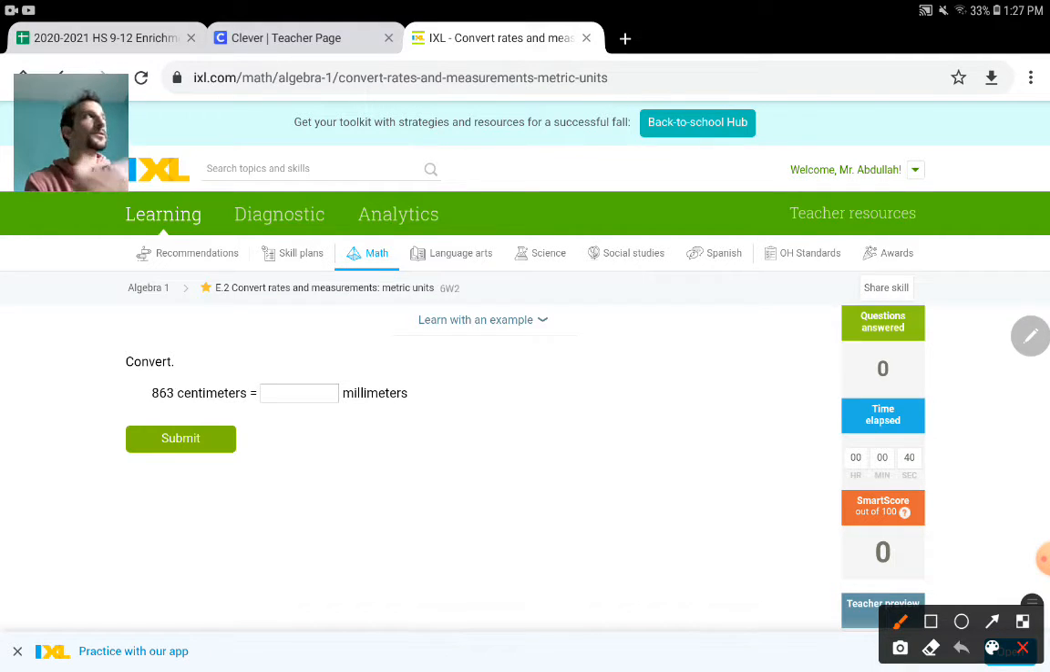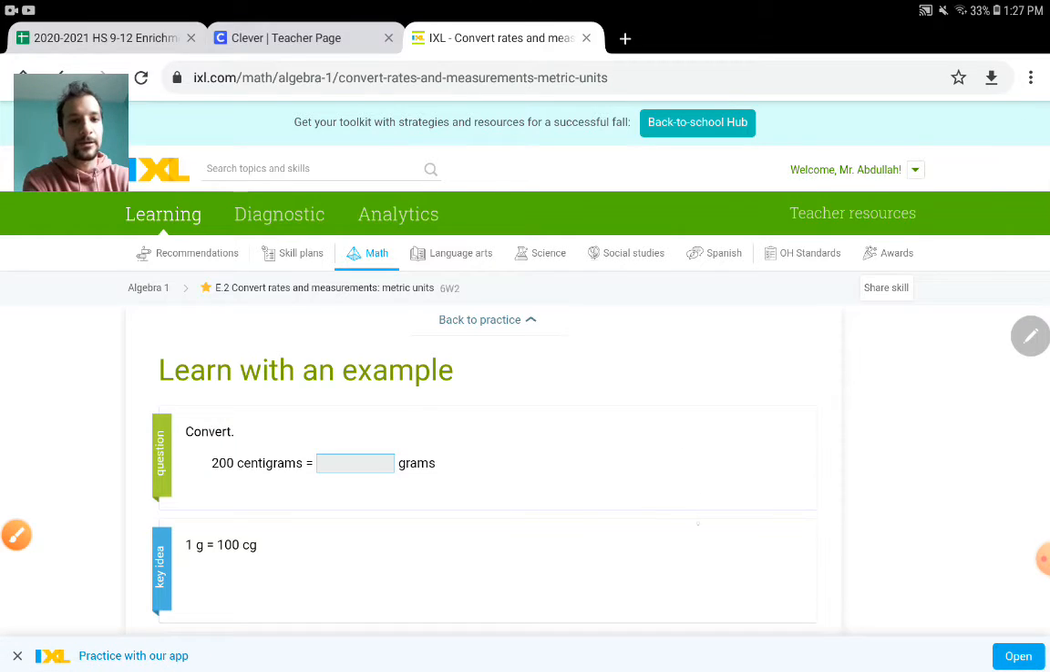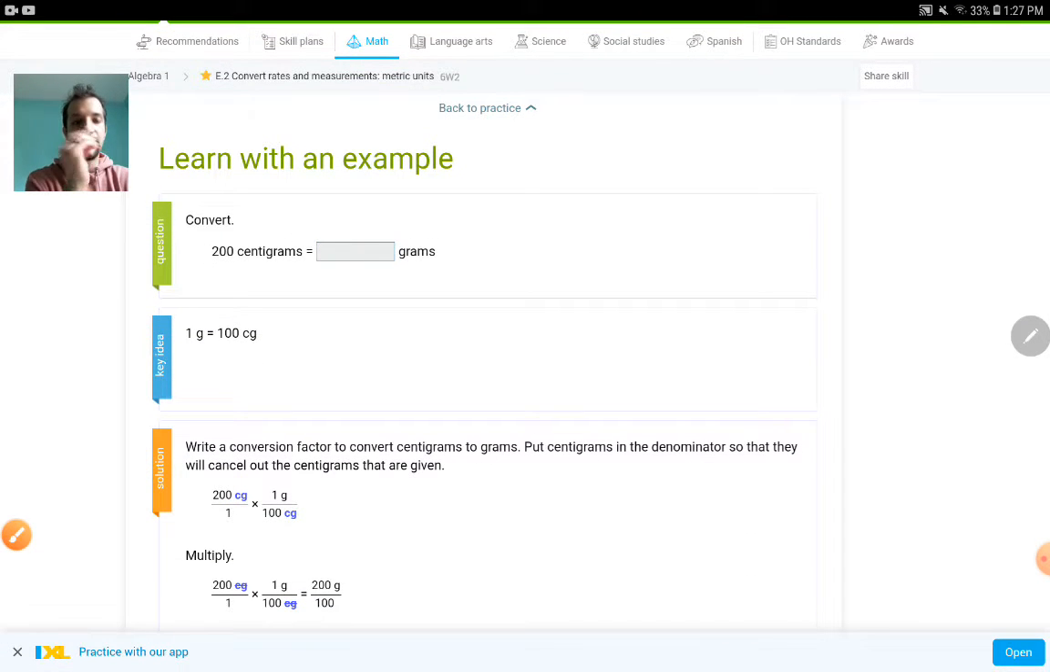All you have to do with the metric units is either divide or multiply by 10, 100, or 1000. Usually these three will work all the time. Let's learn with an example and see what IXL is doing here. When we convert something from centigrams to grams, we are going to divide it by 100.